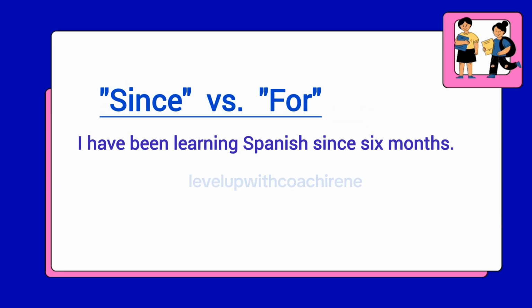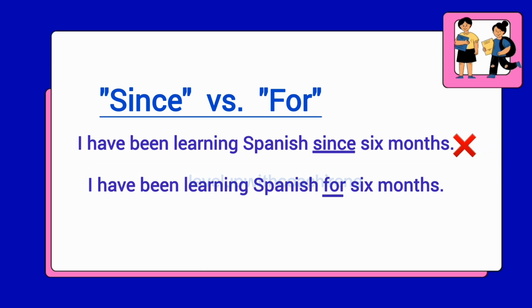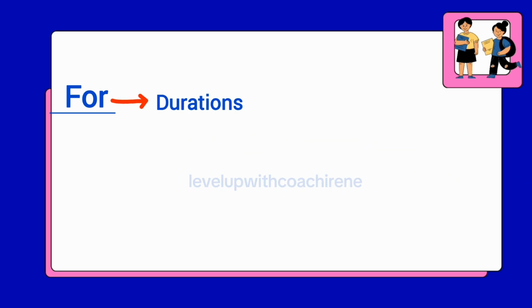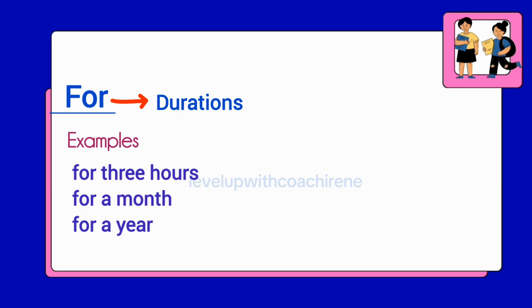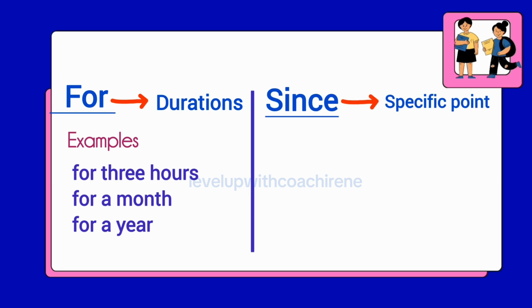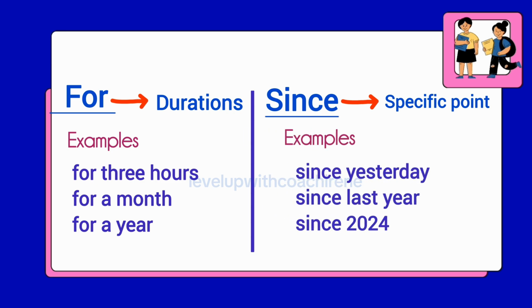Let's look at this example. I have been learning Spanish since 6 months. What did you observe? The word since. In this sentence, it is incorrect to use since. Rather, it should be for. I have been learning Spanish for 6 months. Use for with durations: for 3 hours, for a month, for a year. Use since with a specific point in time: since yesterday, since last year, since 2024.